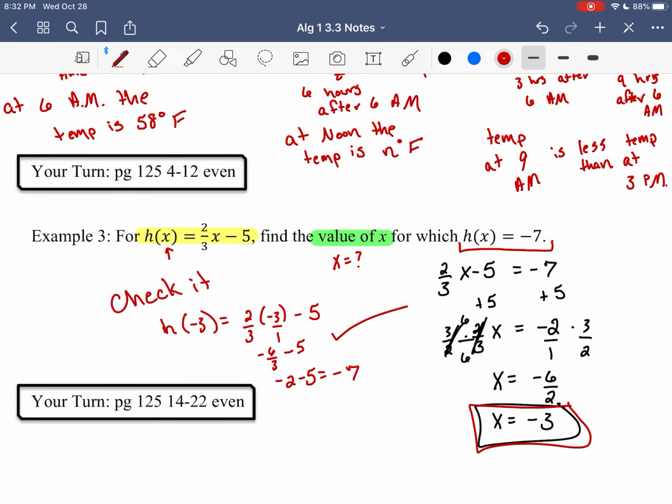All right, now pause the video again and do 14 through 22 even. Please do not submit your work until you have all the practice done.